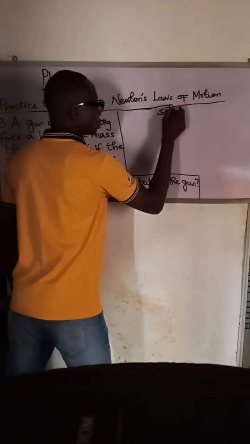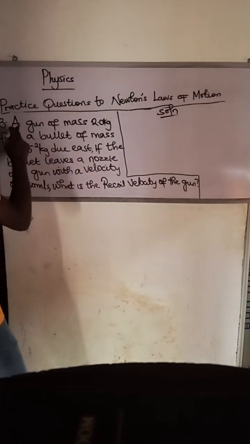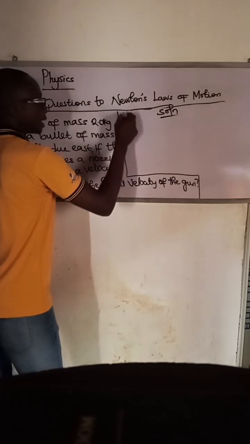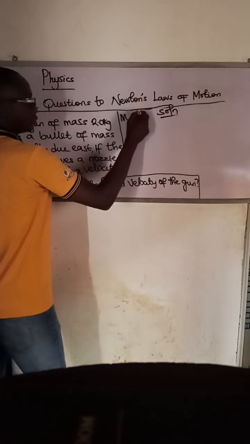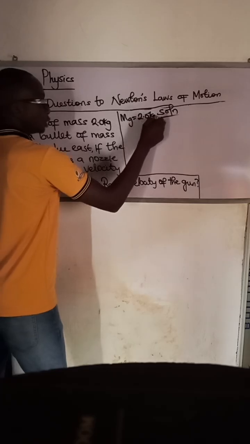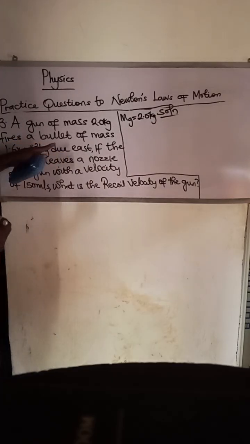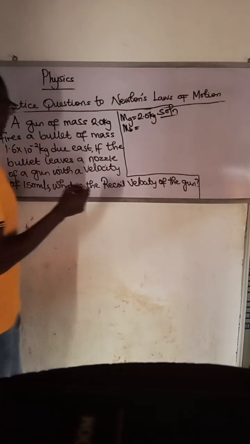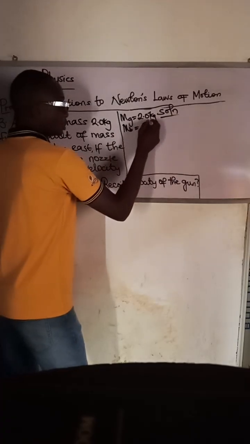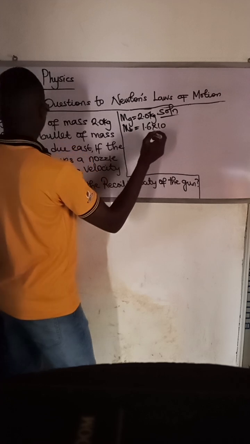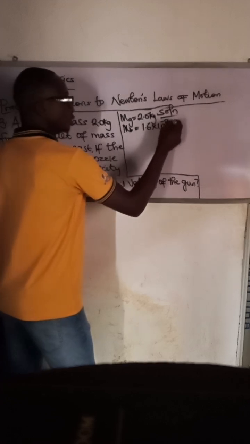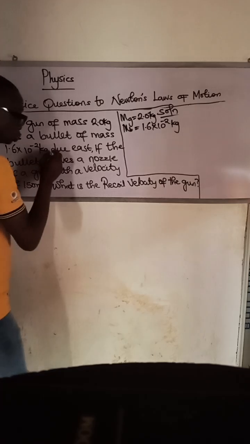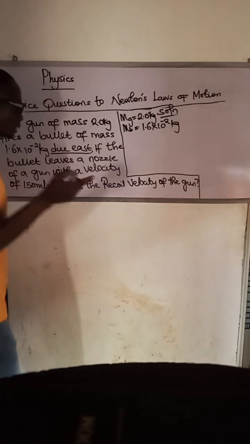Solution. Now they say a gun of mass 2.0 kg. So they give us the mass of the gun, 2.0 kg. Fires a bullet of mass, they give us the mass of the bullet. Please see how I'm breaking down the parameters. 1.6 times 10 raised to the power of minus 2 kg. Due east. Please take note of this word, due east.